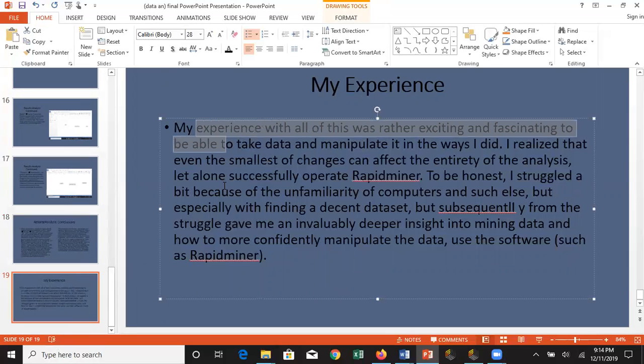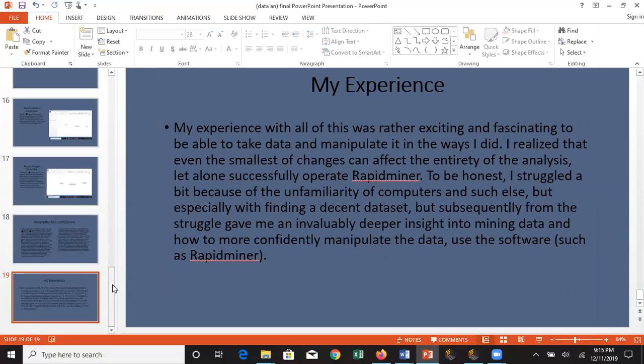As far as my experience goes, it was rather exciting and fascinating to be able to take the data and manipulate it in the ways I did. I struggled a little bit with the unfamiliarity of computers and such, but I was able to finally find a decent data set, and I managed to successfully execute this project. Thank you for listening.